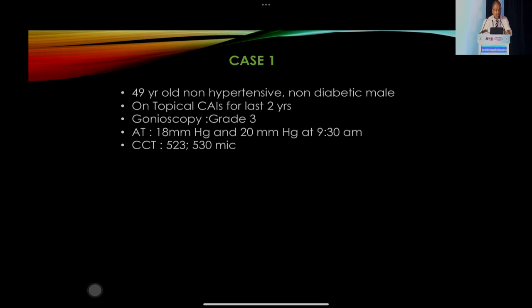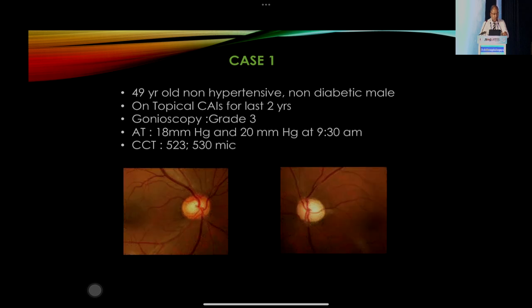So basically, I'll be just looking at two or three cases. So first is a 49-year-old non-hypertensive, non-diabetic male who's been on topical carbonic anhydrase inhibitors for the last 2 years. Open angles on gonioscopy, applanation pressures are 18 and 20 with central corneal thickness of 520 and 530 microns. Now when we look at the nerves, the first thing that strikes us is the pallor that is there in this particular optic nerve head.